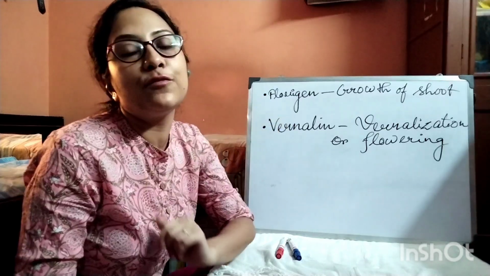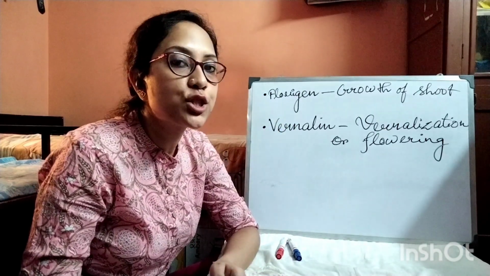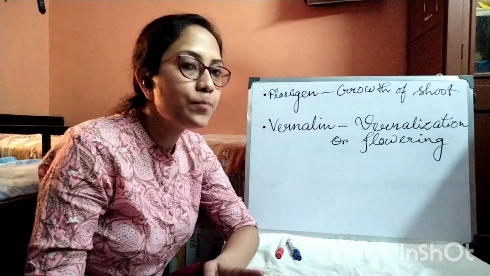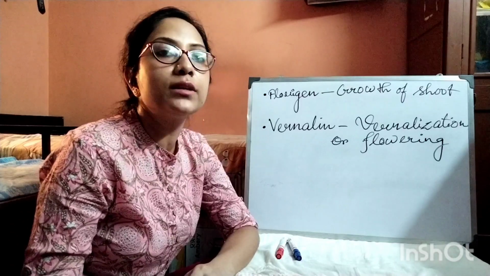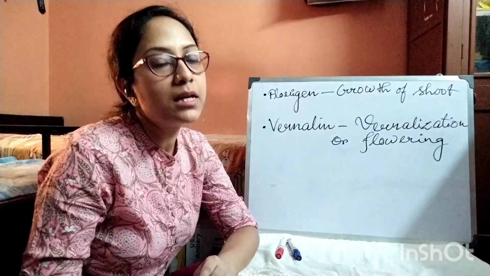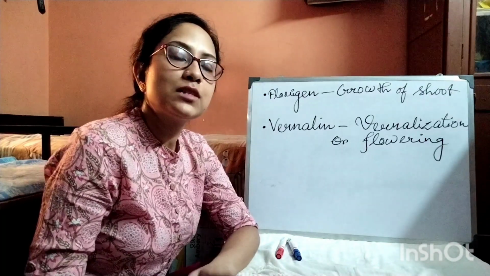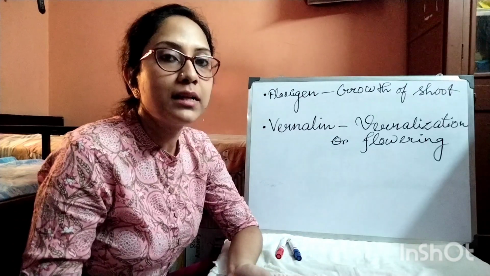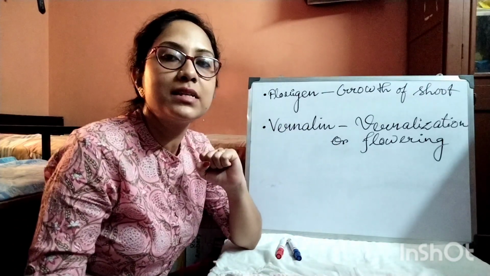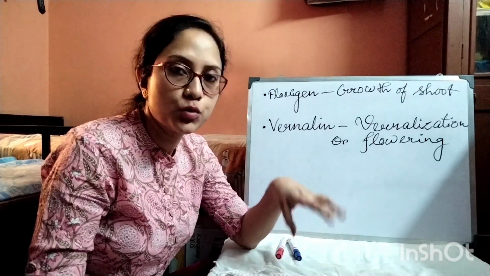From the name itself, we can say that it is meant for vernalization or flowering in plants. It is mainly focused on the vernalization process, or the flowering process, in plants. It is another form of hypothetical hormone present in plants. So these are the two hormones which we are about to study, and I said already in the previous class that we will focus on these two topics today.